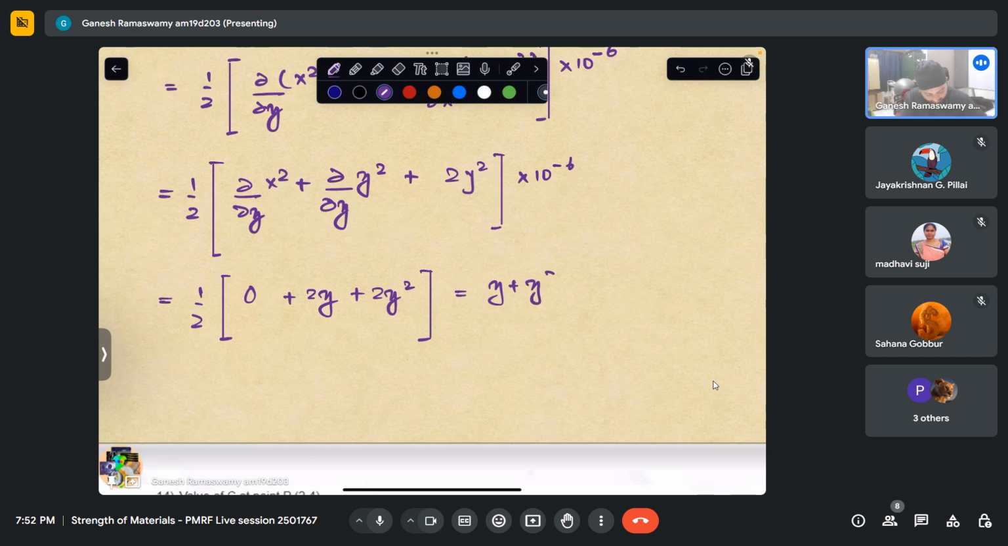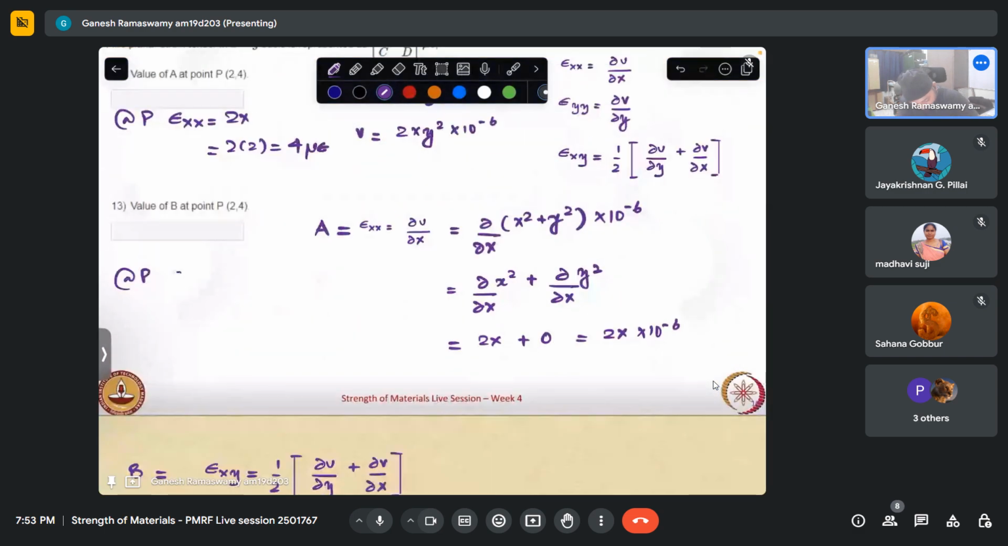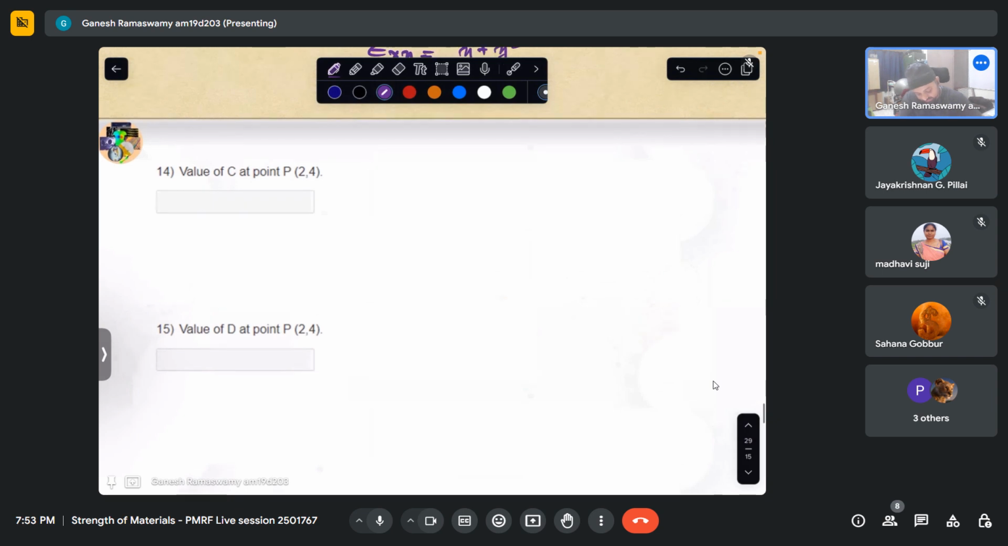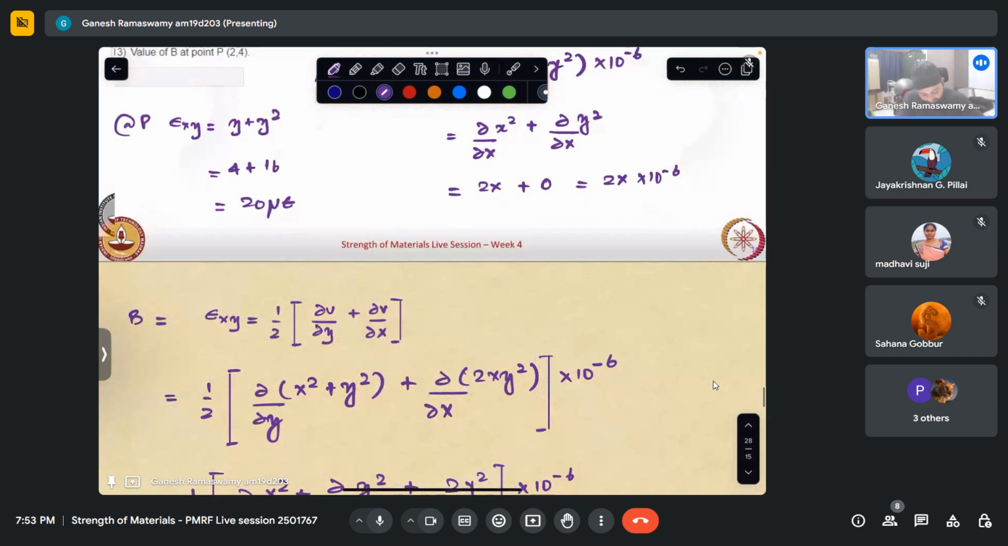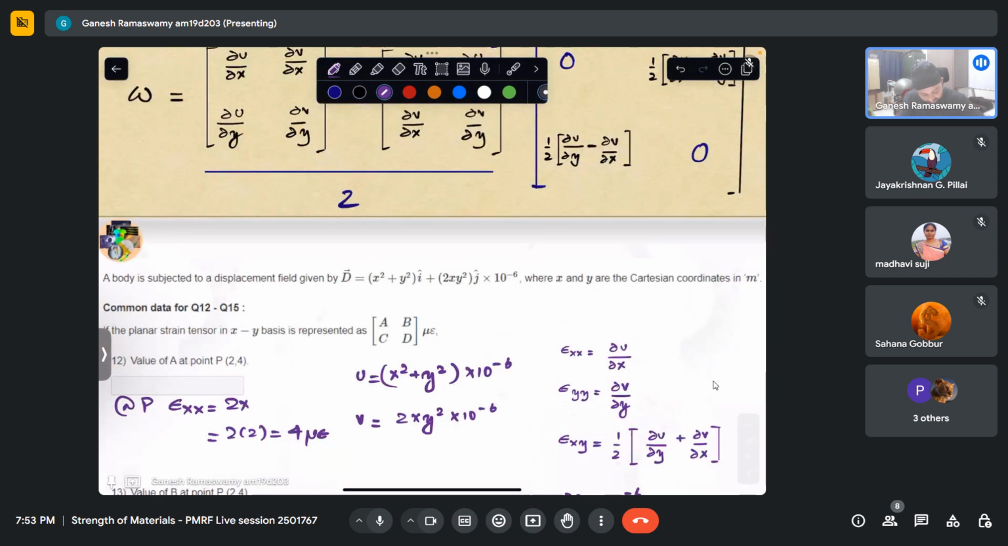So epsilon xy is y plus y squared is what we are getting. So at point P, y is 4. So this will be 4 plus 16, which is 20 microstrain. Similarly, what is the value of C? Since the strain tensor is symmetric, it will be the same. These two components are the same.